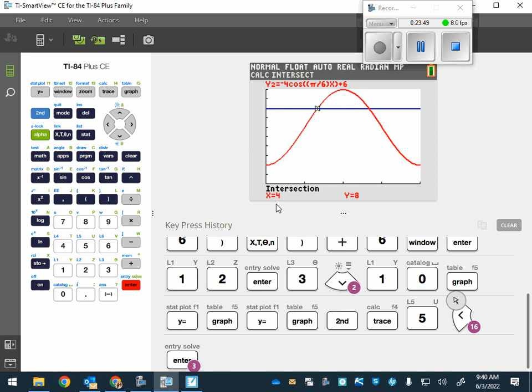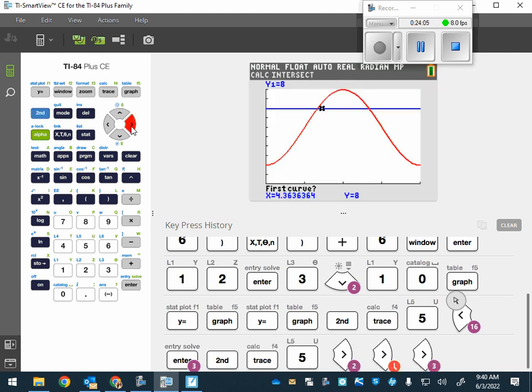What time is y equals? Y equals 8. So that's 8 feet when it's on the scale. We're only looking for x right now. So second trace, number 5. I'm going to move my cursor eventually to the other side, and then I'm going to hit enter 3 times. We got x equals 8.